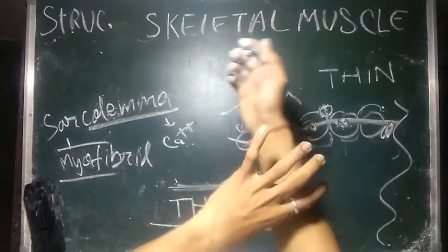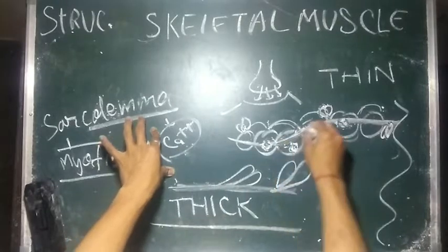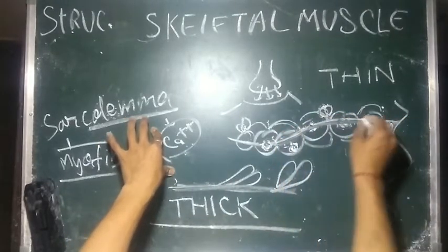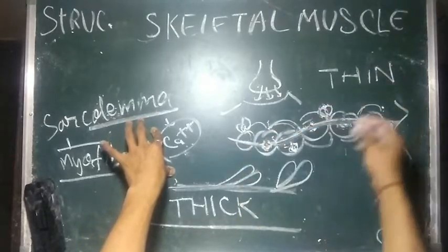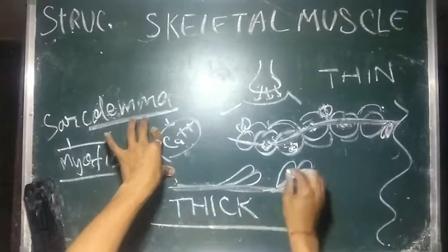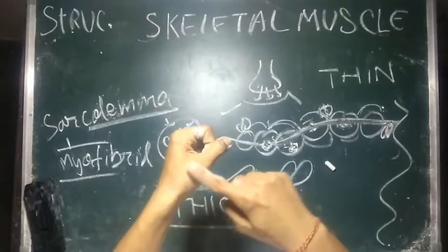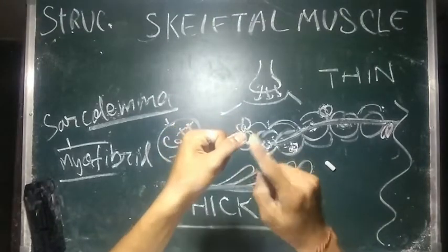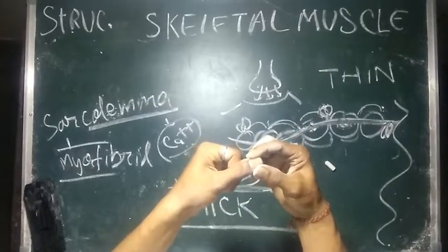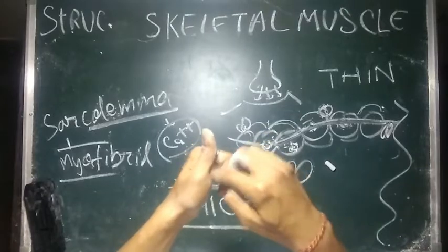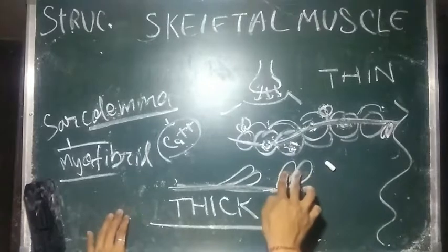Whenever the sarcolemma secretes Ca2+ ions, the tropomyosin gets activated and displaces from its original resting position, allowing the binding of myosin heads with the actin protein. Like these are the actin proteins, and let's suppose this is the tropomyosin. Whenever Ca2+ ions are around it, the tropomyosin displaces, and the actin-myosin binding site is now available for binding of the myosin heads.